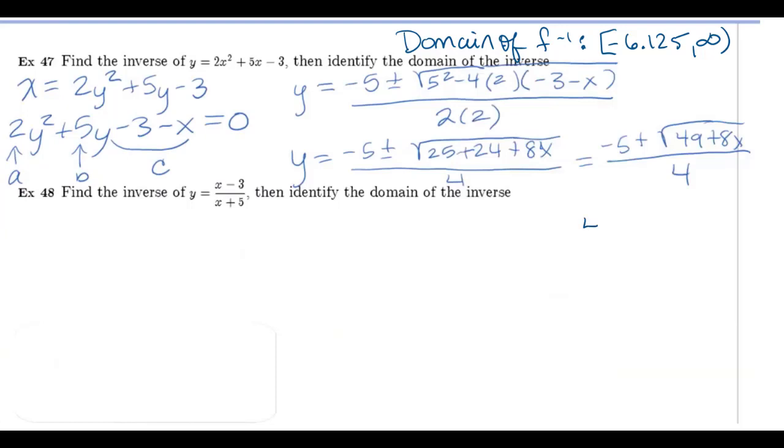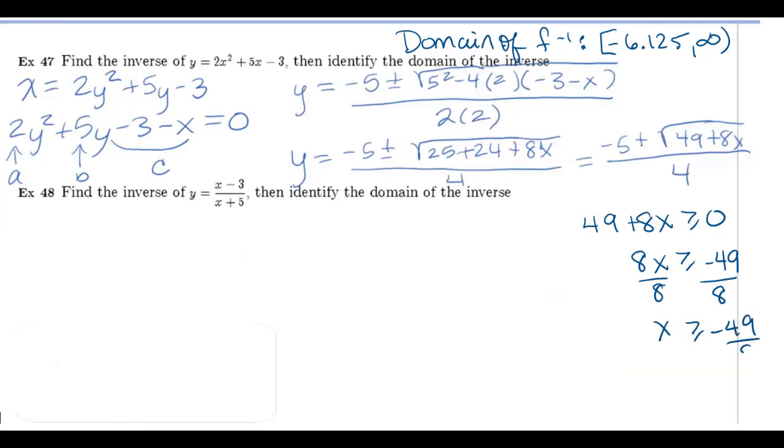And so, again, if we wanted to look at this, 49 plus 8x would have to be greater than or equal to 0. Move the 49 over, you get 8x has to be greater than or equal to negative 49. And then again, dividing by 8 here, we get that x would have to be greater than or equal to negative 49/8, which is the negative 6.125 that we found. So again, the domain of our inverse function needs to be the range of our original function f. And so this works out here.